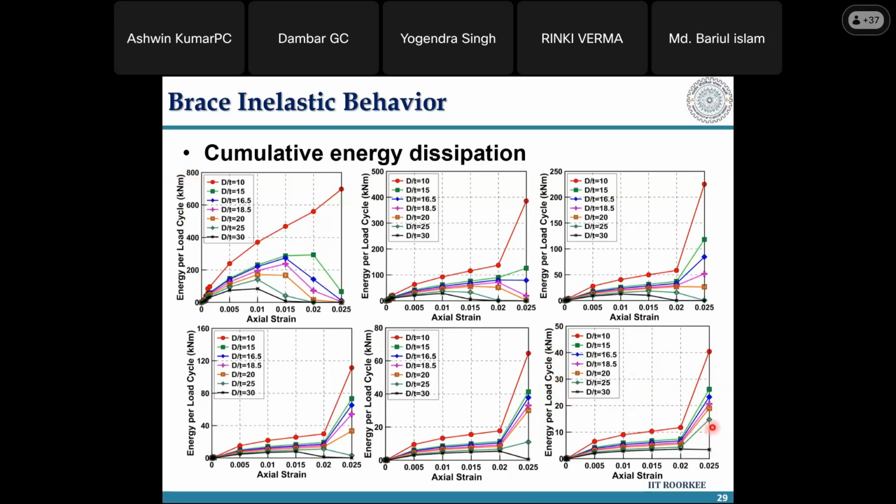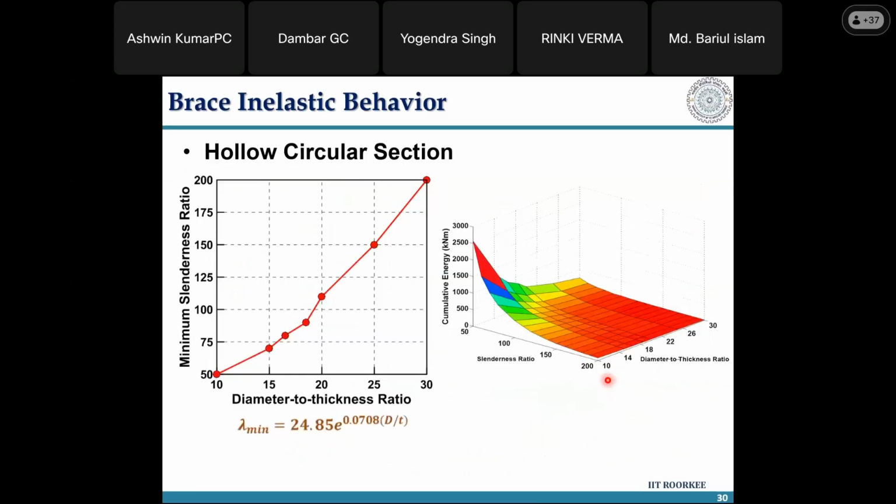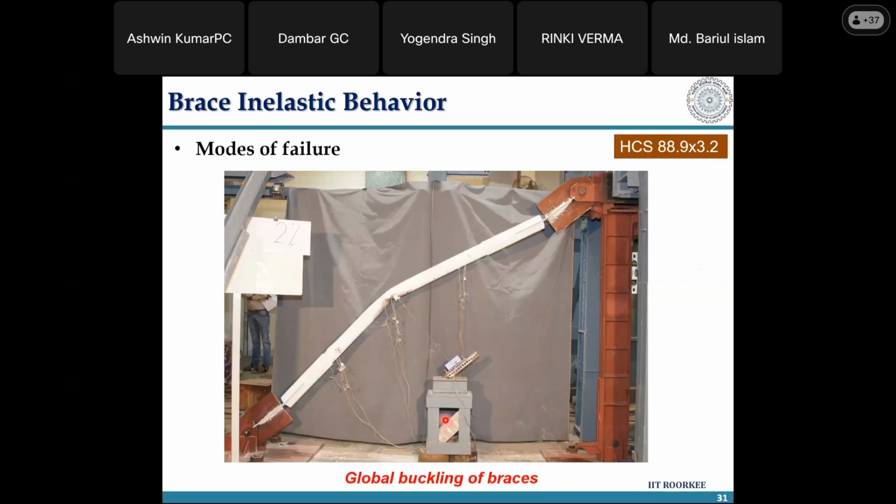So the braces survive till 5% drift comfortably, even if it goes beyond the D by T ratio limit mentioned by the code. But no use. What is the use if you give a brace of very high slenderness ratio which cannot take up energy? So we have done some tests on Indian steel structures and we have given the minimum slenderness ratio such that you can achieve a certain level of drift. We have given it for Indian sections only, right? So we have done some testing.